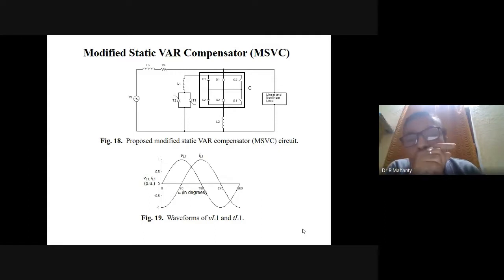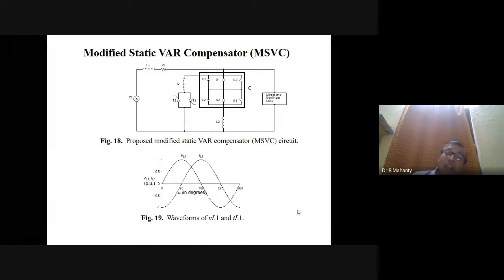Initially, I told you a static VAR compensation, which was somewhat like this, but slightly different than this, okay? So here what you are using is a large value AC capacitor C along with an inductor L2, okay? And this C and L2 inductor is tuned at the dominant harmonic frequency. And additionally, you have an inductor L1. Why you are using this inductor L1? You are using this L1 to detune this circuit.